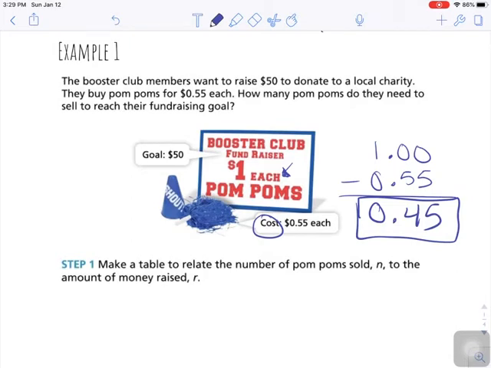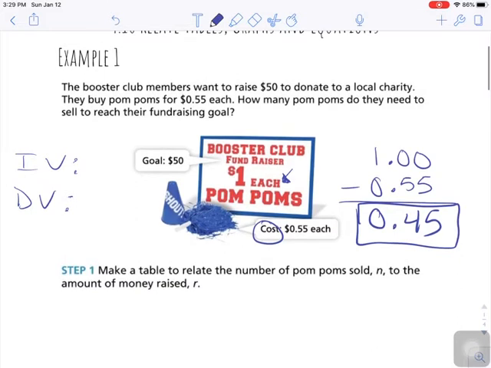So now that we know how much we earn, we can think about what is going to be our independent variable and what's going to be our dependent variable. So we have number of pom-poms sold, so how many pom-poms we're selling, and then the amount of money that we're raising. One thing that I like to think about, if I can't right away think of what the IV or DV is, is what comes first, because the independent variable always comes first. So you might want to write that somewhere as a little reminder.